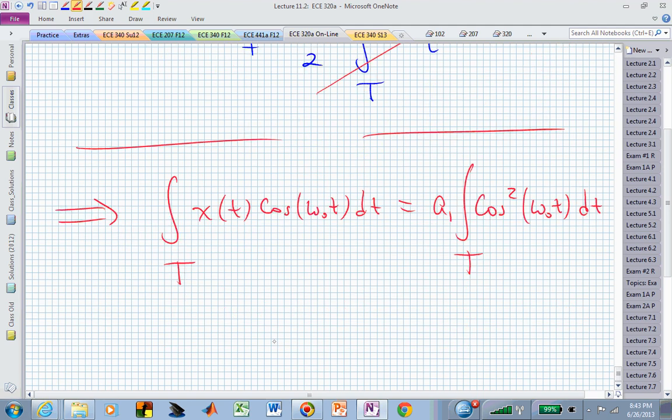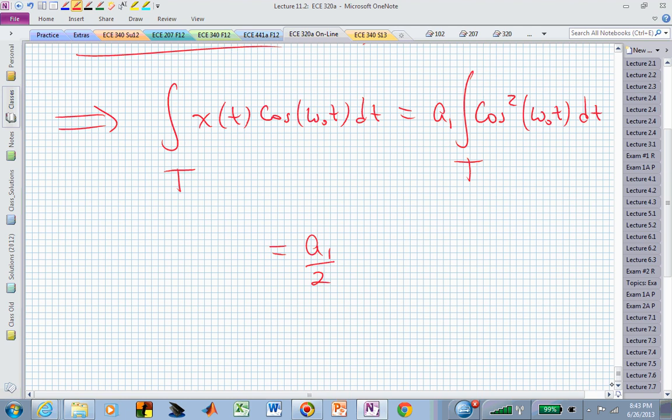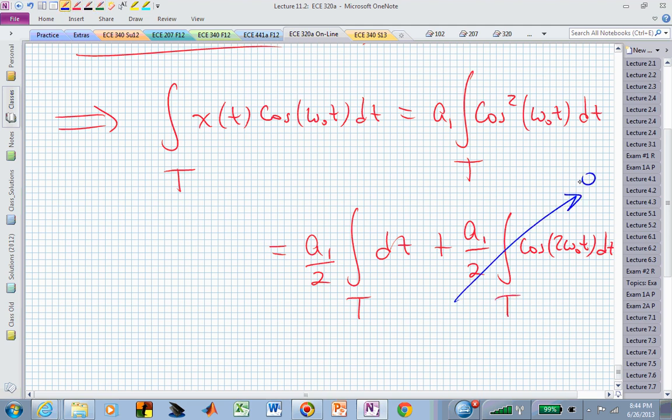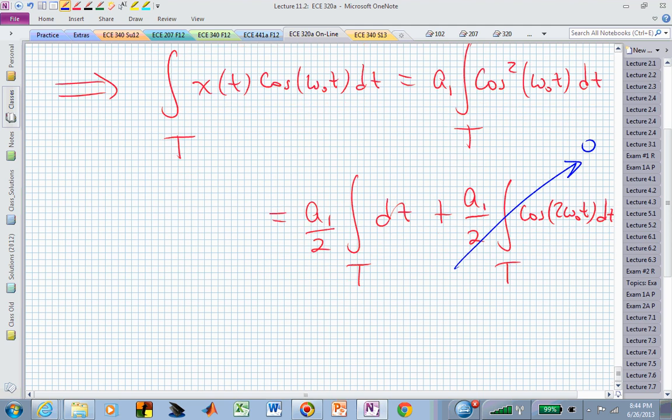and we can rewrite cosine squared as 1/2 plus 1/2 cosine of 2 omega naught t, so we now have 1/2 dt plus a1 over 2 integral of cosine of 2 omega naught t dt, again over 1 period. And this second piece, because it's now 2 cycles in a 1 period interval, goes away, and all we're left with then is this.